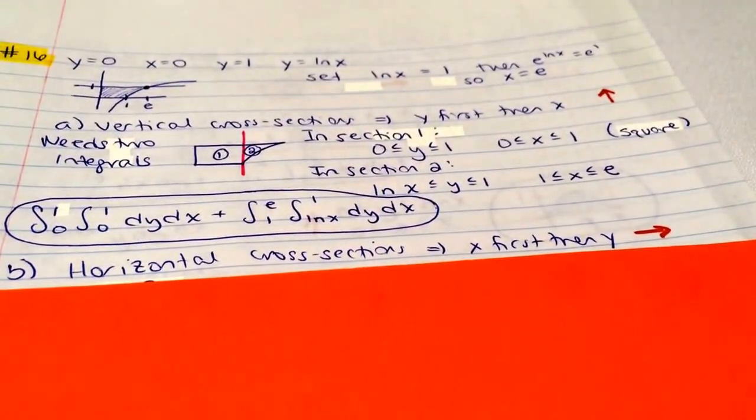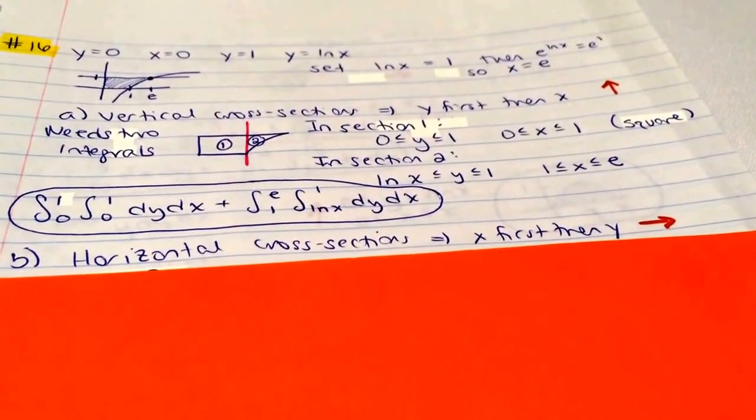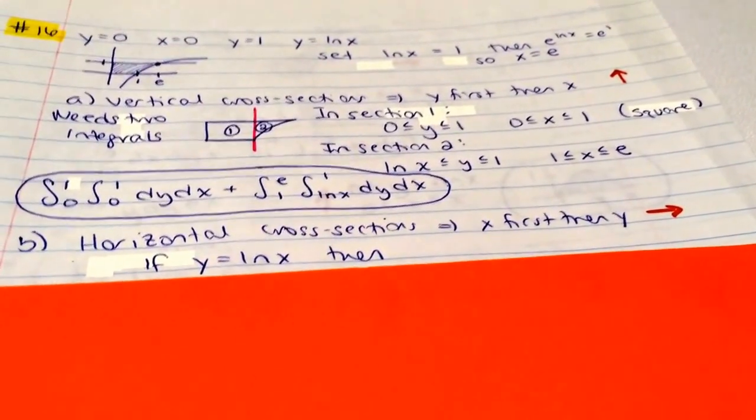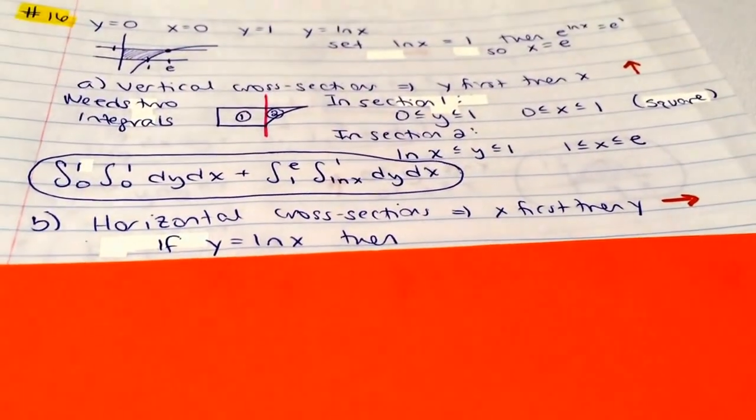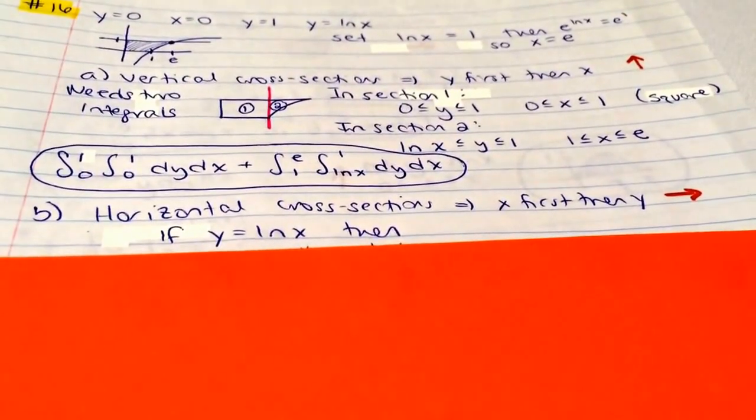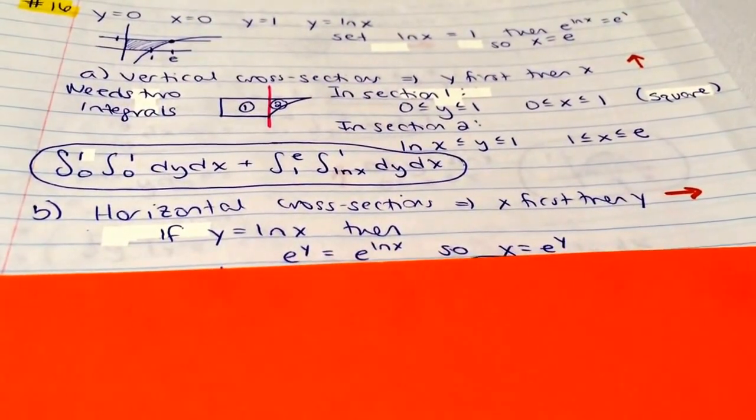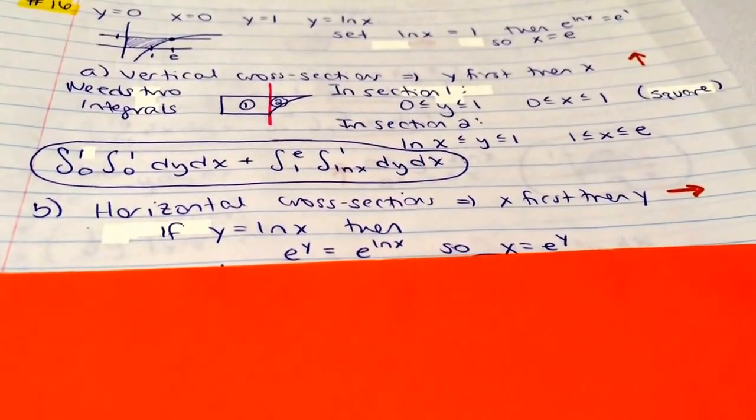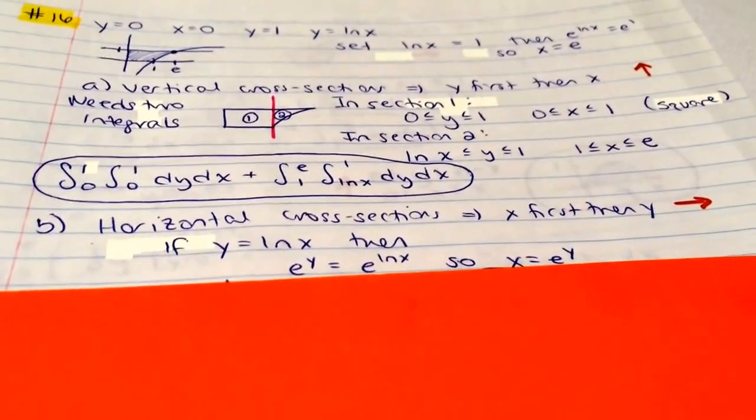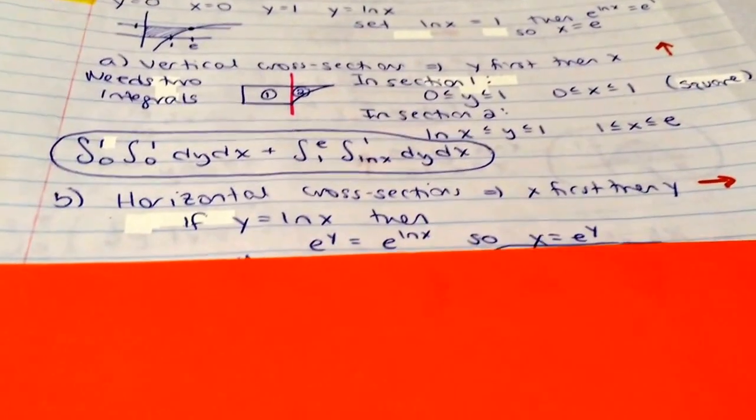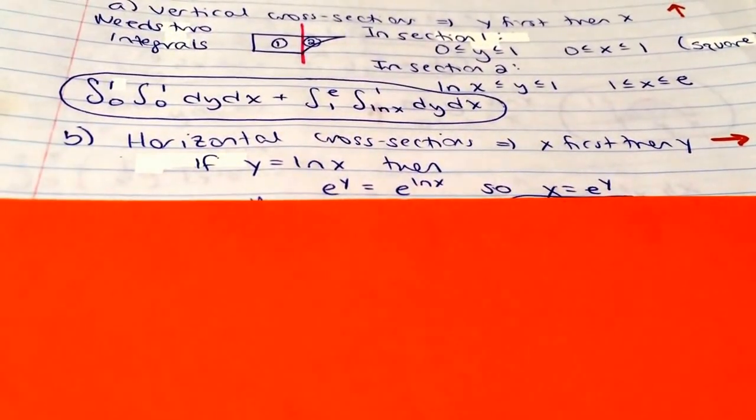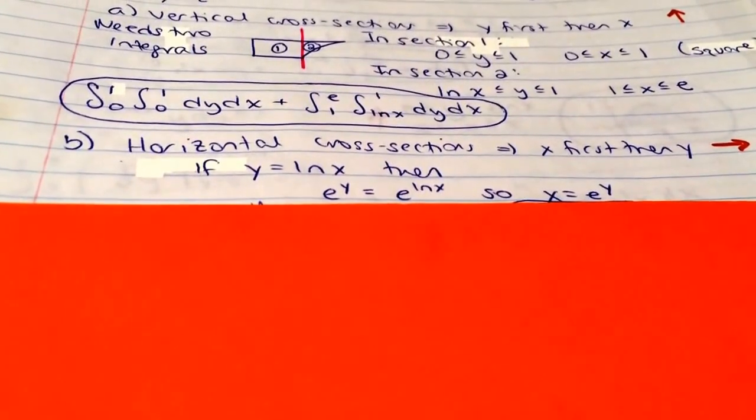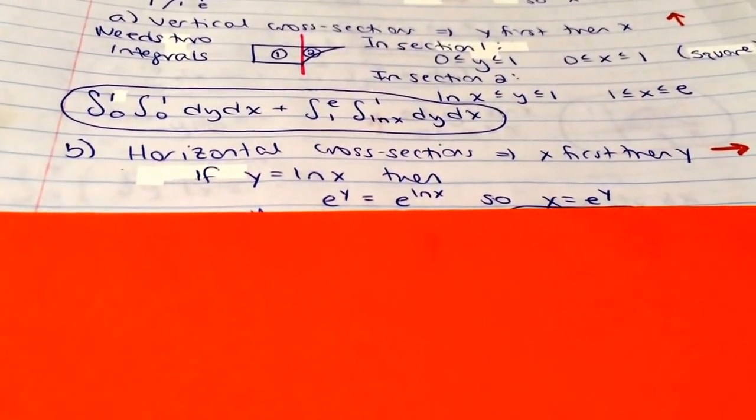All right, but when you do it with the horizontal cross sections, that one's with x first and then y, and the arrow goes horizontally. Now you only need 1 integral. And so your curve was y as a function of x, but now you need it as x as a function of y. So you, again, take the e of both sides. Last time I took the ln of both sides. This time I'm taking the e of both sides. Similar but different. And so x is e to the y. So again, same curve, but written as x equals a function of y instead of y equals a function of x.